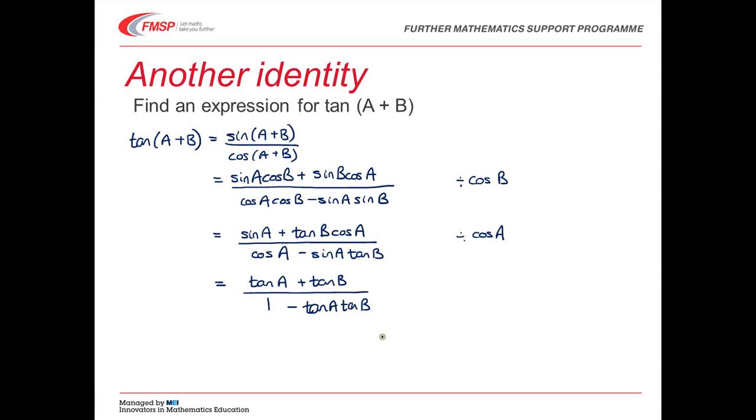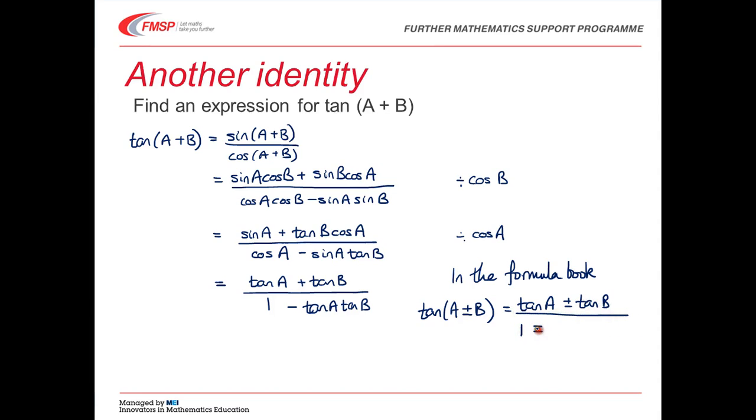So there is an identity for tan of A plus B. It's tan of A plus tan of B over 1 minus tan A tan B. In the formula book, you'll find it written out with the option of a minus sign. So tan of A plus or minus B is tan of A plus or minus tan of B, all over 1 and then minus plus, so the opposite way round, tan A tan B.